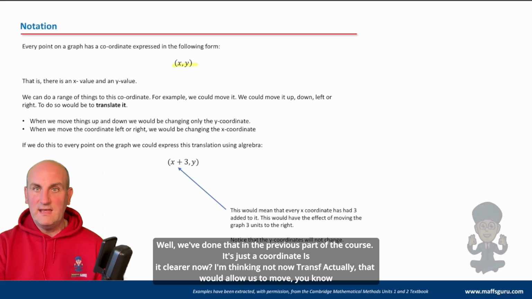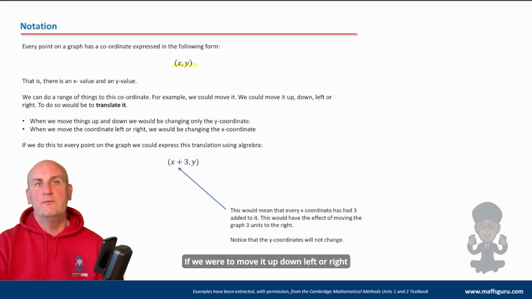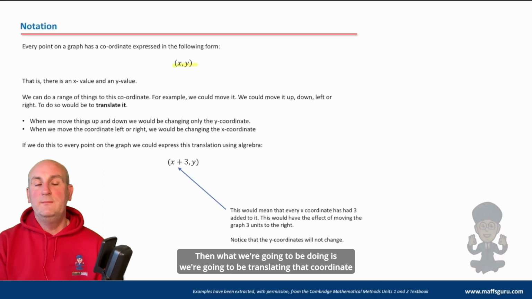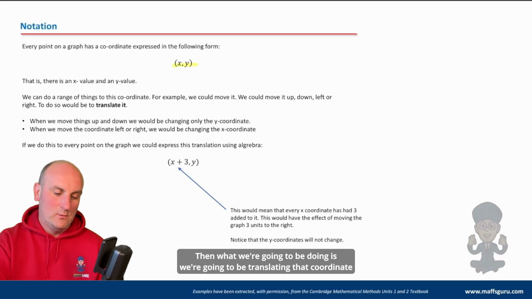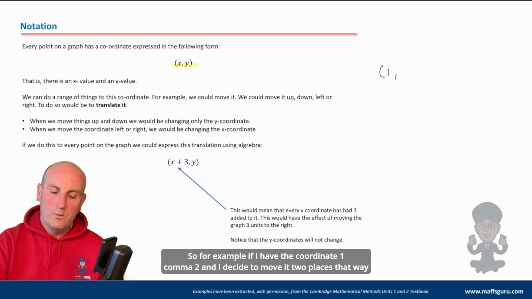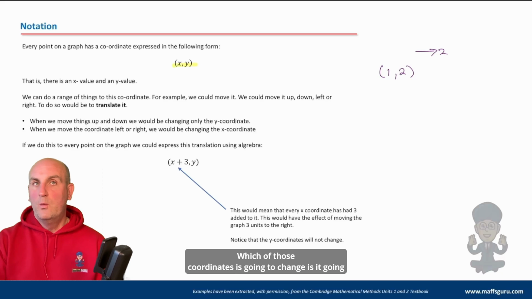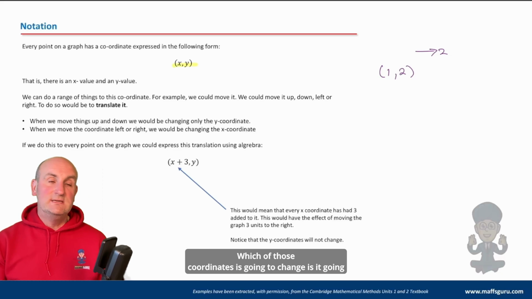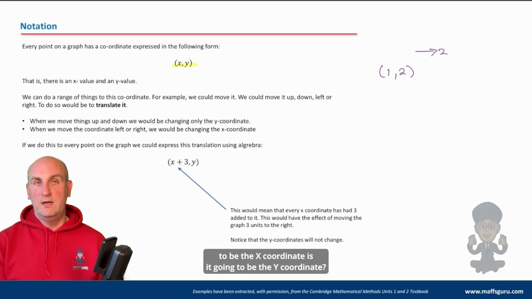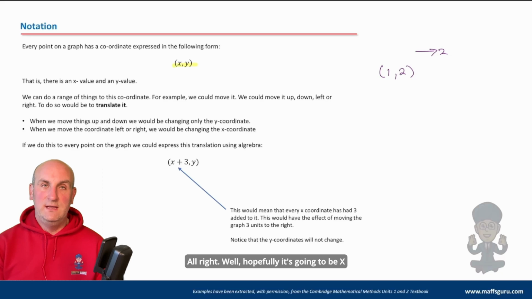Now, if we were to move it up, down, left or right, then we're going to be translating that coordinate. So for example, if I have the coordinate (1, 2), and I decide to move it 2 places that way, which of those coordinates is going to change? Is it going to be the x coordinate? Is it going to be the y coordinate? All right, well, hopefully it's going to be the x coordinate.